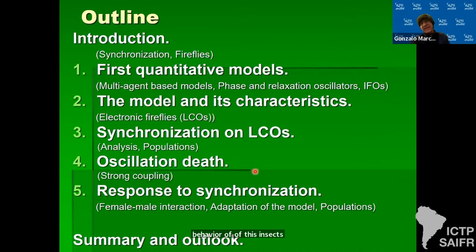So let's start. This is the outline of my talk. I will give a brief introduction about synchronization and fireflies. I will talk briefly about some qualitative models trying to explain firefly synchronization, and then I will focus on our model, which is based on electronic devices that we call light-controlled oscillators, or also electronic fireflies. Then I will describe the synchronization that we found in these oscillators, and also the phenomenon of oscillation death. Finally, I will talk about a response to synchronization that in fact closes the mating behavior in these insects, because there is an interaction between males and females.